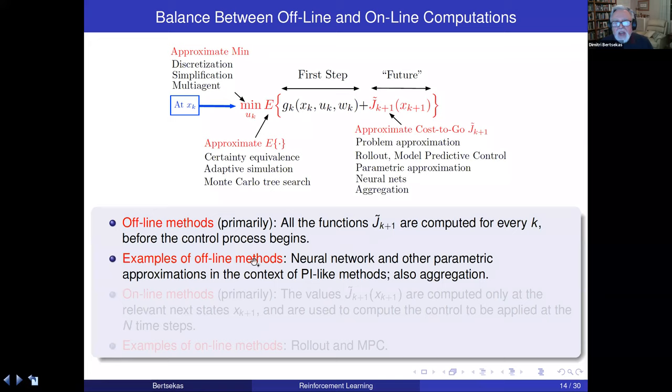And examples of offline methods are neural network methods, where you plug in xk plus one and it gives you instantly J tilde k plus one at xk plus one. Neural network and related methods are typical examples of offline methods. Now, you need to train a neural network offline because it takes a lot of time to train it. You need a lot of time to generate data and a lot of time to train it. So it's very difficult to use a neural network online, except to generate values when you need them.